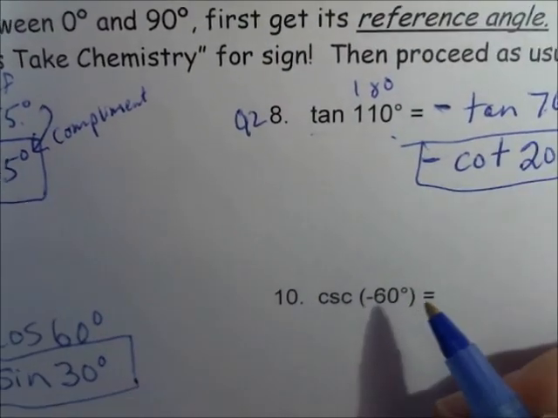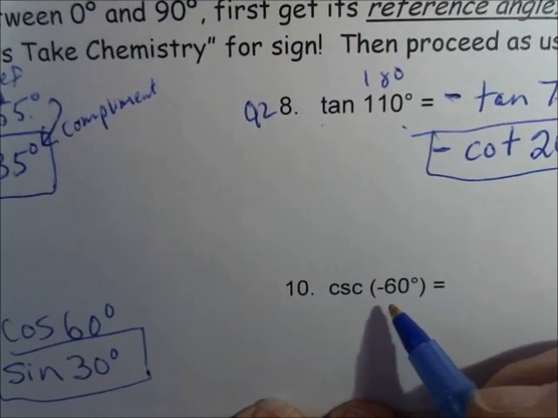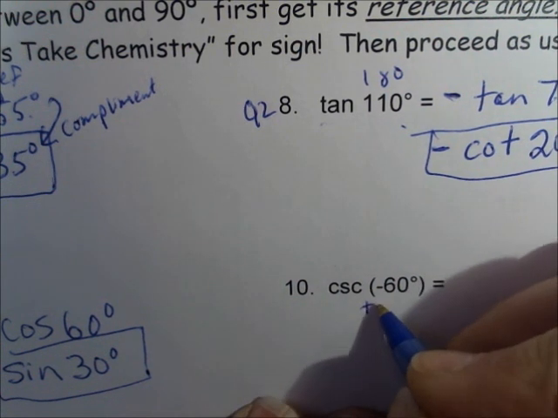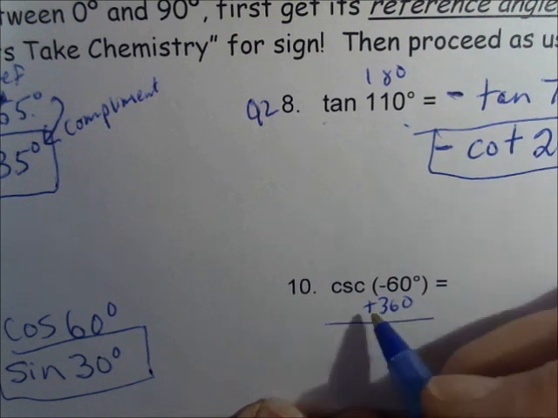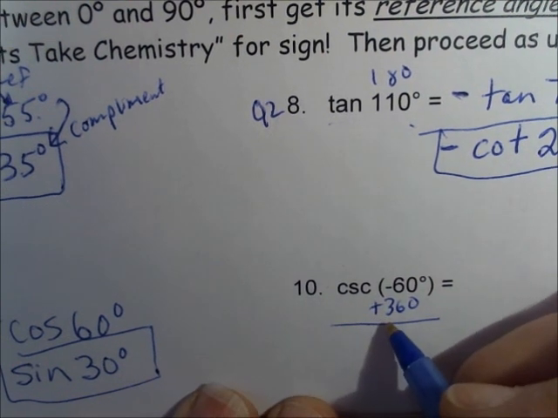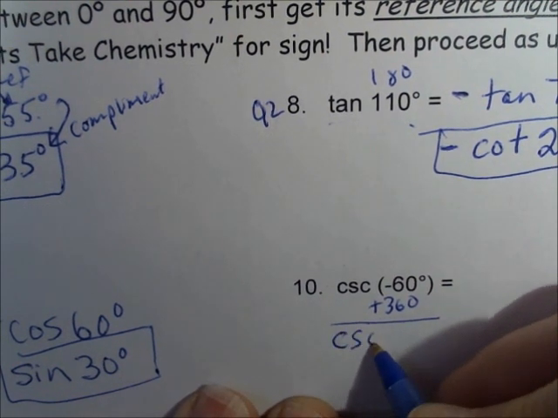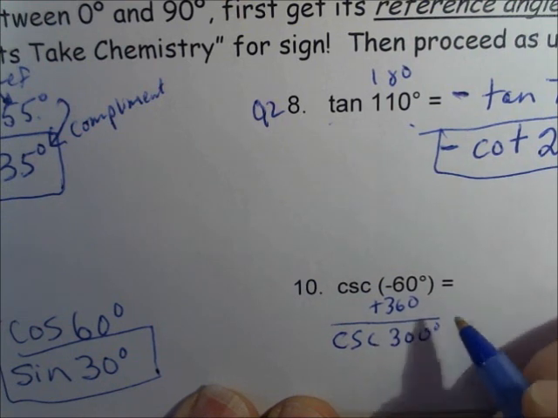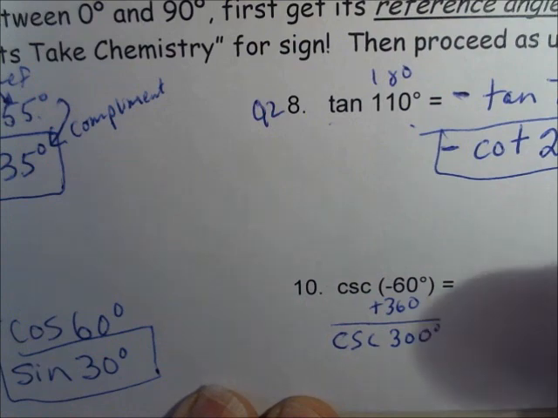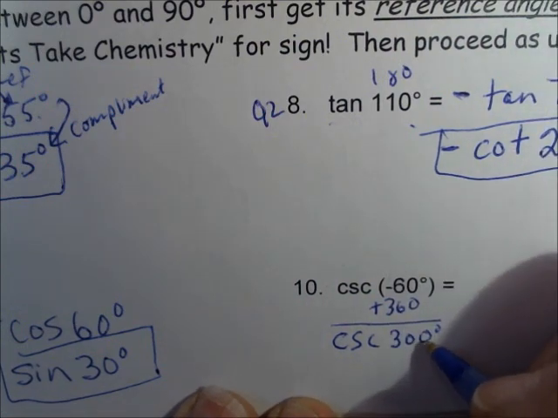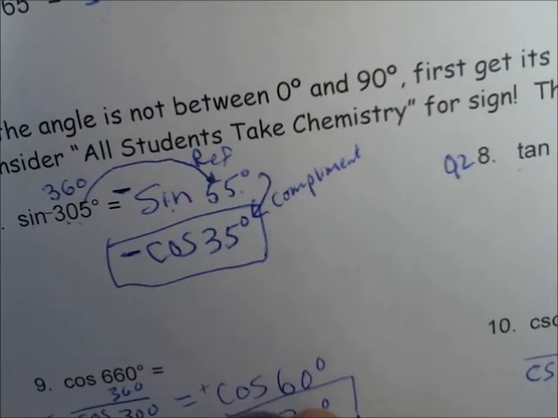And now we have a cosecant of negative. Well, we've got a negative angle, so we're going to add 360 degrees. Instead of subtracting 360, we're going to add 360. So the cosecant of negative 60 is the same thing as the cosecant of 300 degrees, because we want a positive angle. You don't ever want to work with a negative angle. This is coterminal. You probably want to mark this. This is coterminal.